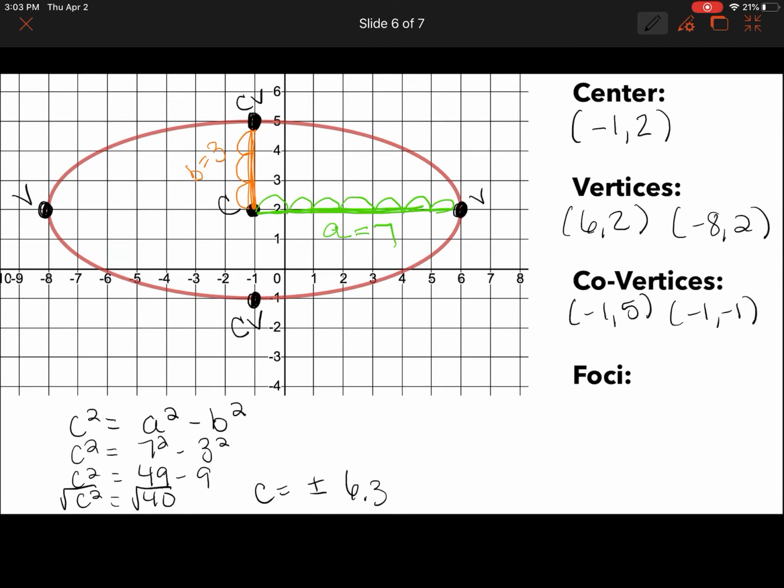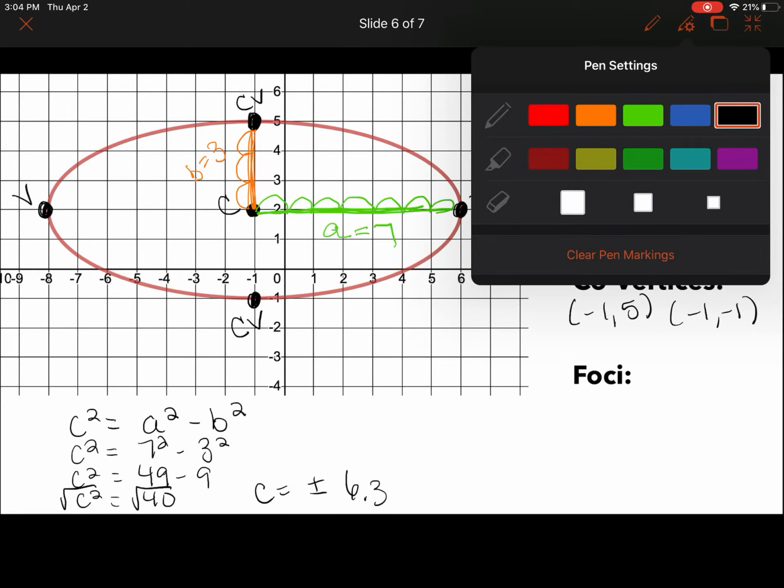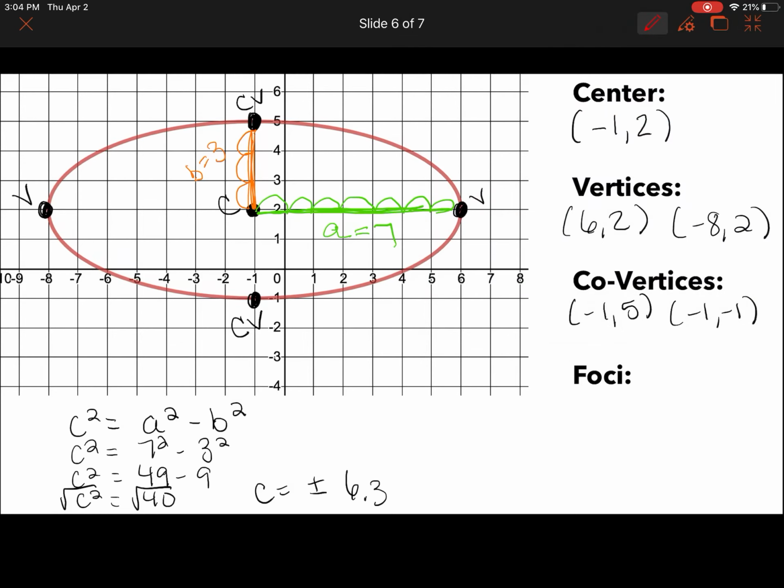Okay, so that means that my foci are somewhere here and somewhere here. This number right here tells us how many to go from the center. So we're going to go right 6.3 and then left 6.3 to draw our foci. So we're going to go right 1, 2, 3, 4, 5, 6.3. There's my focus. 1, 2, 3, 4, 5, 6.3. That's my focus. What are those coordinate points?